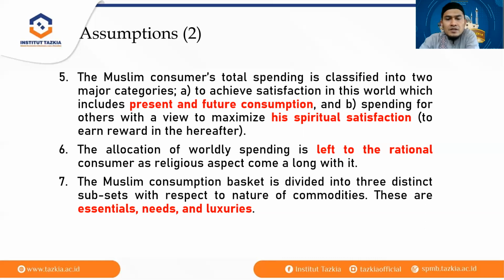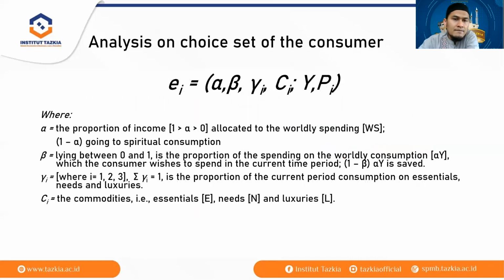So the Muslim consumption basket is divided into three distinct subsets with respect to the nature of commodities. These are essentials, needs, and luxuries. It is going to be like daruriyyah, hajiyyat, and tahsiniyyat. So this is the analysis of the choice set by customers.